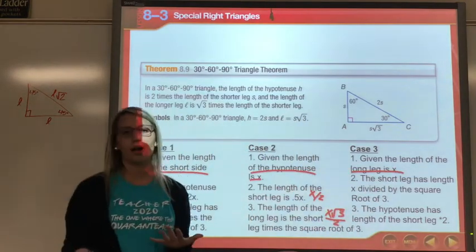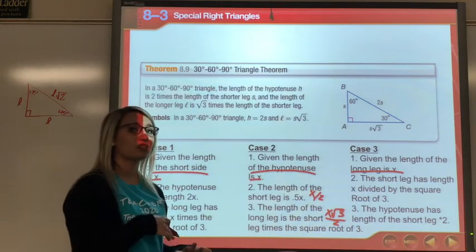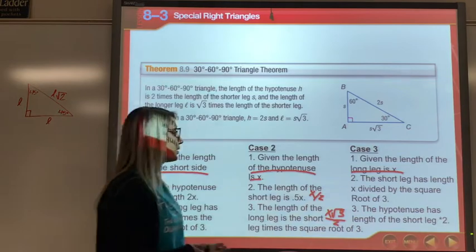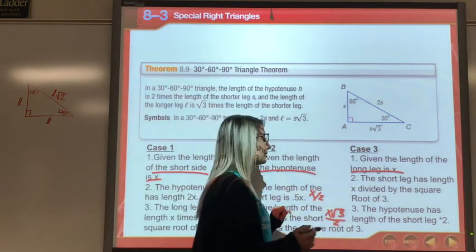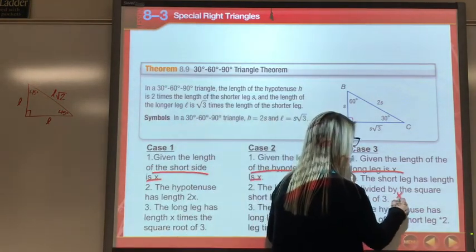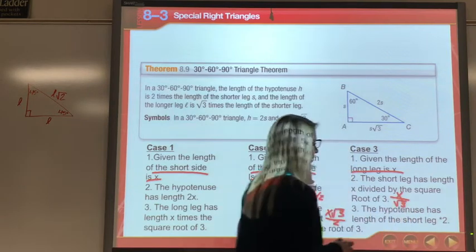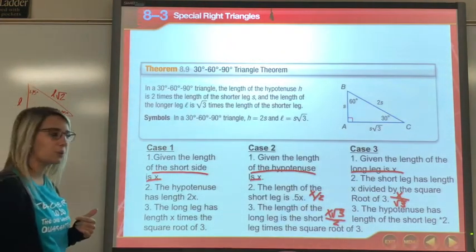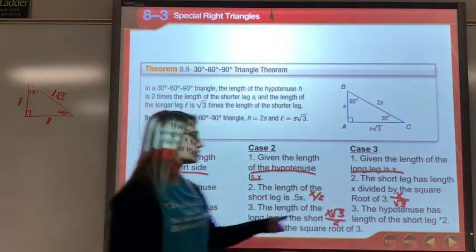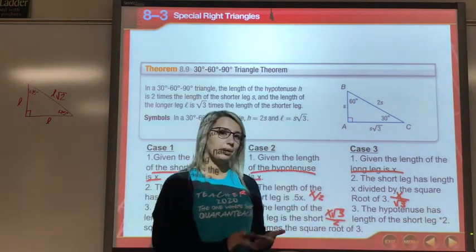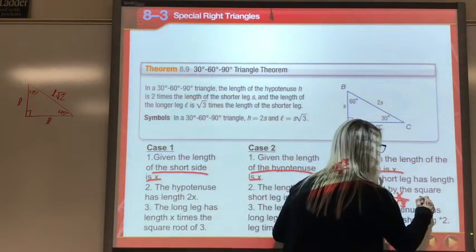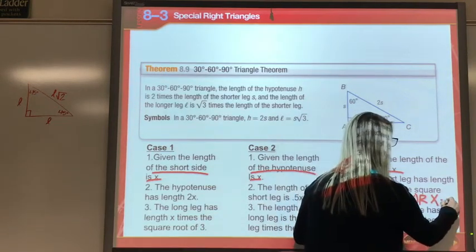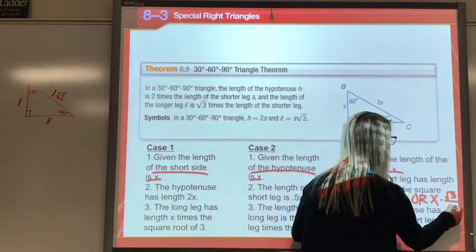Okay? Now the harder case is when we're given the long leg first. Okay? So say the long leg is x. We want to find the short leg first because then it would be really easy to find the hypotenuse. So the short leg has the length of x divided by the square root of 3. So we have x over root 3. Now remember what we did over here. If we were given this and we divided by the square root of 2, we can do that same thing. So you either divide by square root of 3, or you could have x times root 3 over 3.